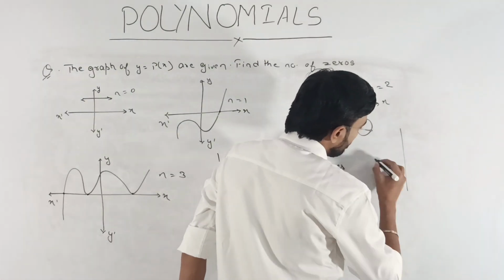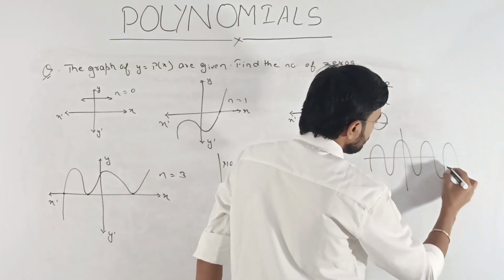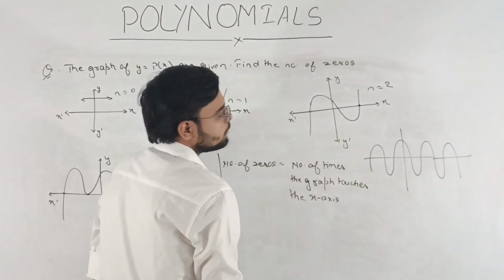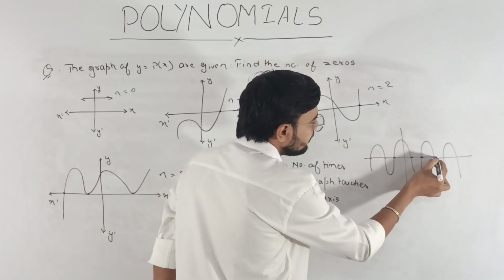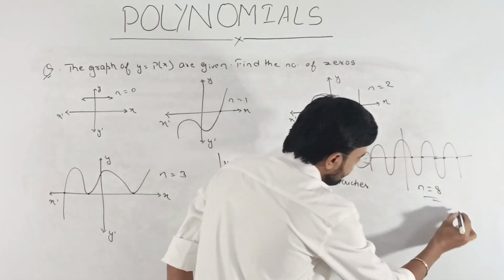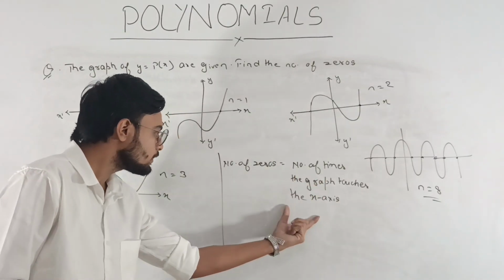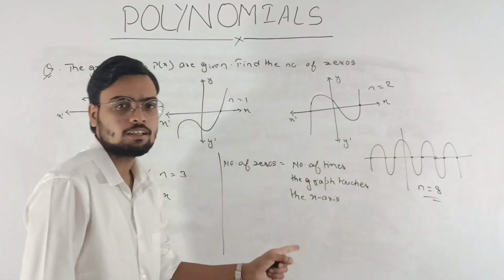Suppose you have a graph like this. How many zeros does this polynomial have? One time, two times, three times, four times, five times, six times, seven times, eight times. Then the number of zeros equals 8. Why? The number of zeros equals the number of times the graph touches the x axis. This graph touches the x axis 8 times. Therefore, the number of zeros is 8.